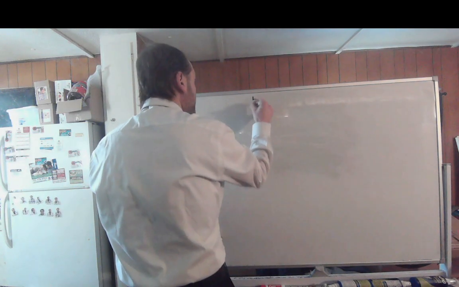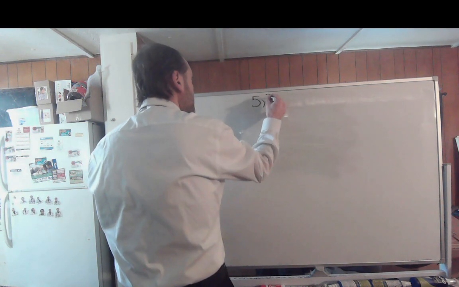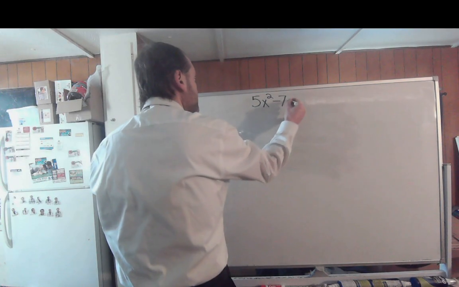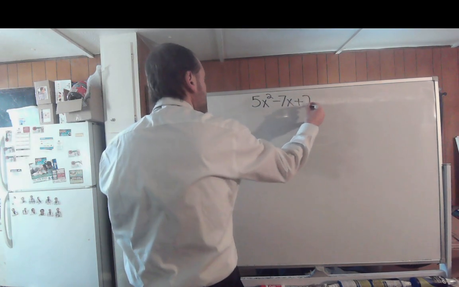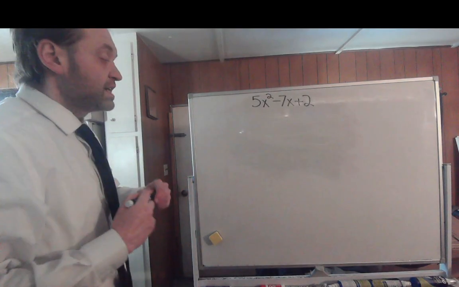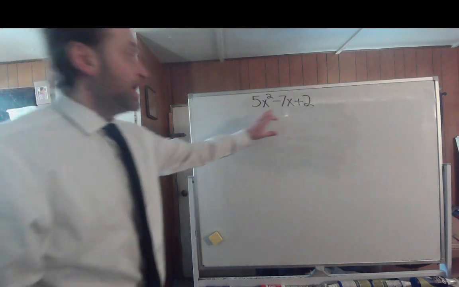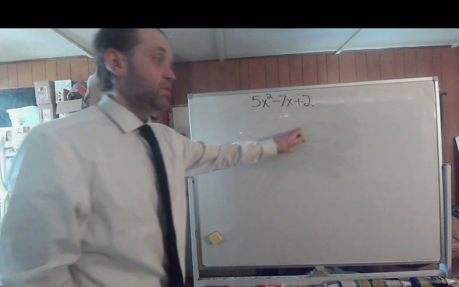All right, what do we have here next? Good one. 5x squared minus 7x plus 2. So we have 5x squared minus 7x plus 2.